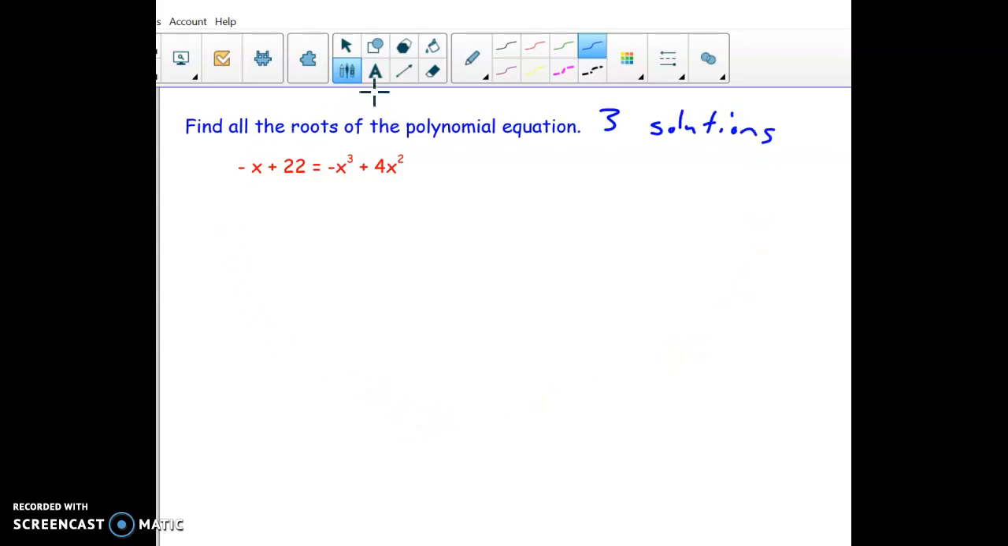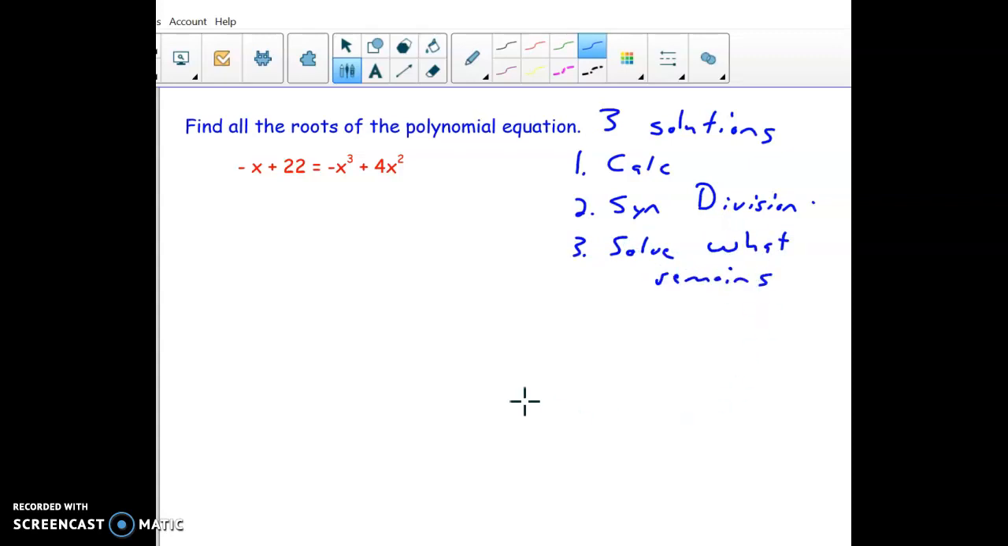Okay, so this is the main guts of this, is to be able to solve. All right, and so the way it works is we're going to find any solutions on the calculator that we can. We're going to use synthetic division next to divide out your solutions with the answer in the window. And then you're going to solve what remains. Okay, and these are back obviously in the lesson notes for this chapter. This is 5.6 if you want to look back at your notes.